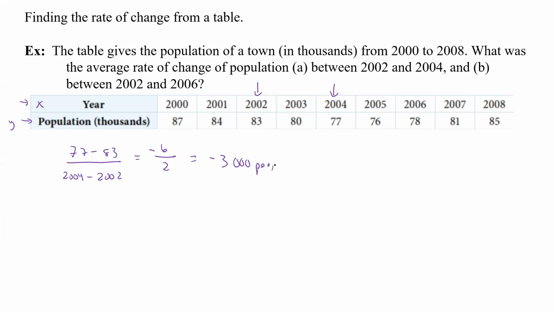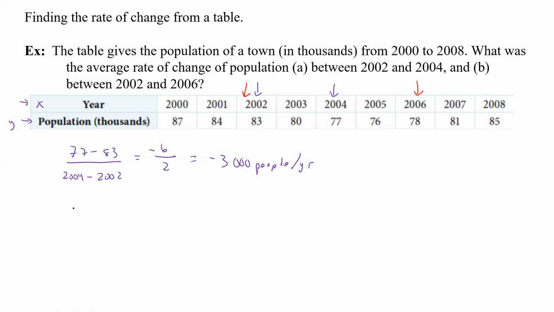3,000 people per year is what the rate of change is. So we're losing 3,000 people per year from 2002 to 2004. All right, so let's do a different color for the second one. The second one says from 2002, so we're going to go from 2002 to 2006.